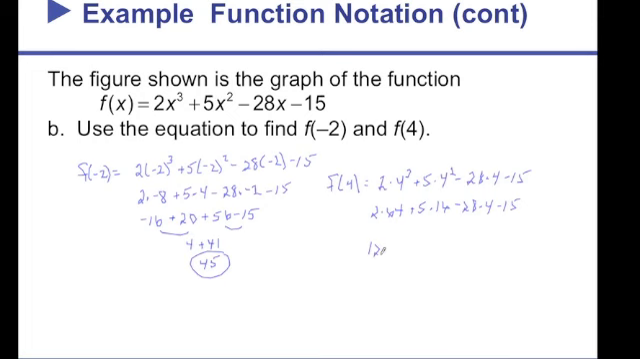So it would be 128 plus 80 minus 112 minus 15. So that would be 208 minus 127, and there's the 81 that we had when we just filled in the values.